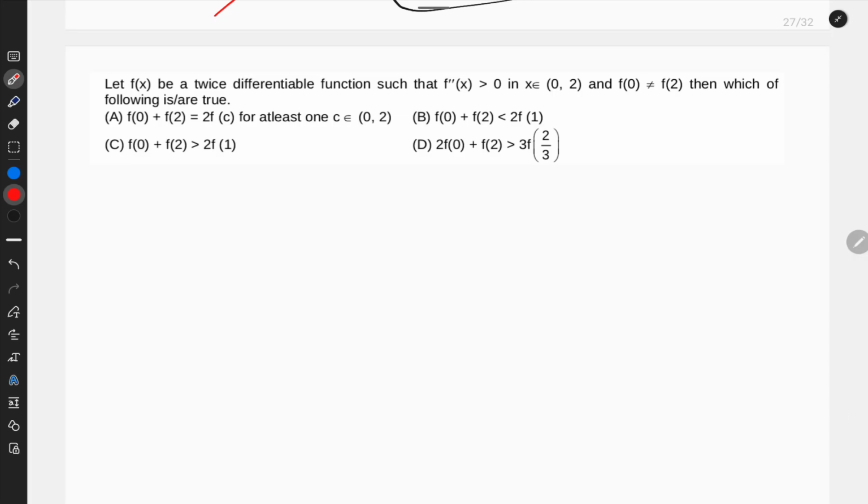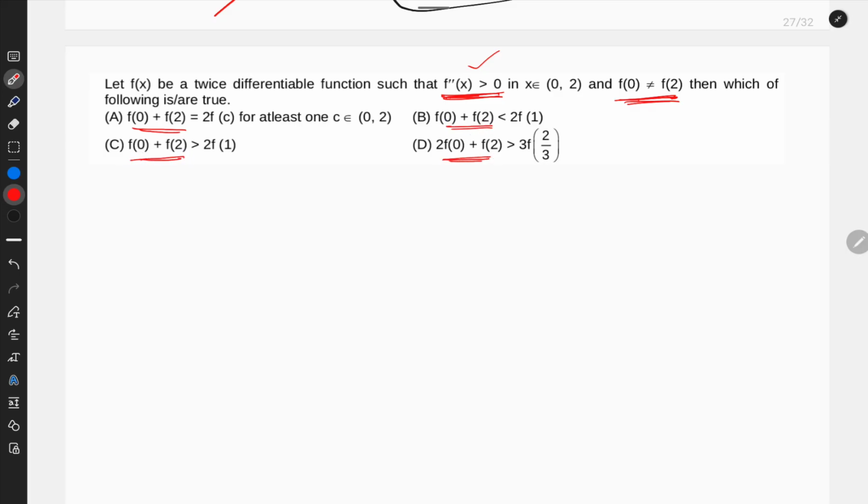Here f of x is a twice differentiable function, and it is also given that f double dash is greater than 0. This will help us, and how it will help will become clear in the solution. They gave that f of 0 and f of 2 are not equal, then which of the following is true? When f of 0 and f of 2 are not equal, we may go with the LMVT. In all 4 options, you observe that the LHS is f of 0 plus f of 2.